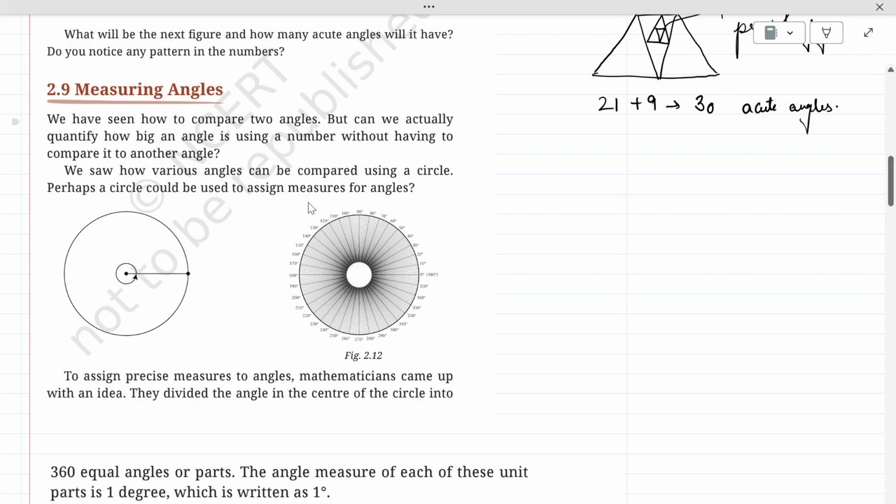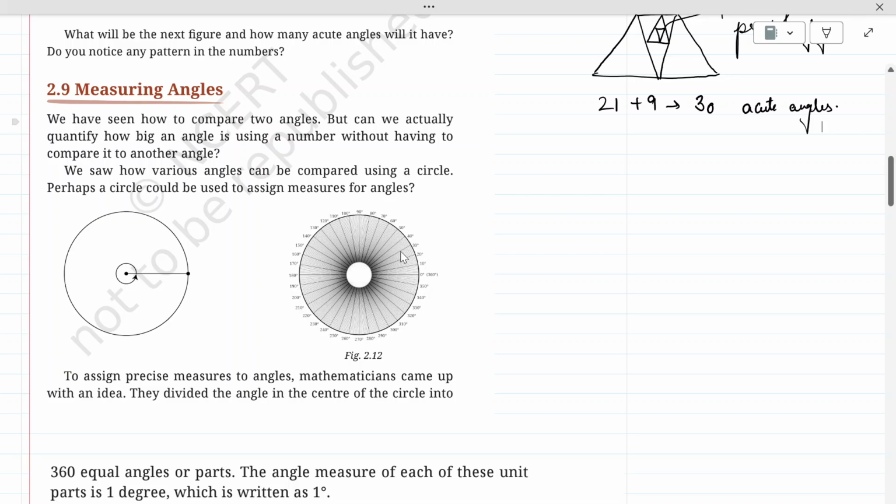So measuring angles is, we have seen how to compare two angles, but we can actually quantify how big an angle is using numbers. Okay, we saw how various angles can be compared using a circle by the non-superimposition method we did. Now, perhaps a circle can be used to assign measures for angles. So kids, we have used a protractor in our grade 5. A protractor is nothing but half of a complete angle.